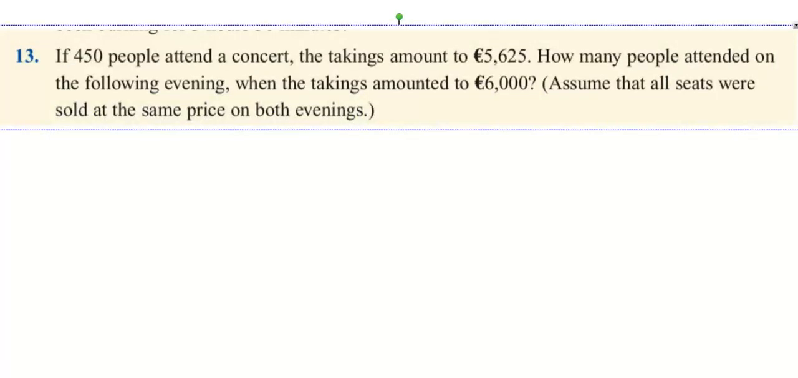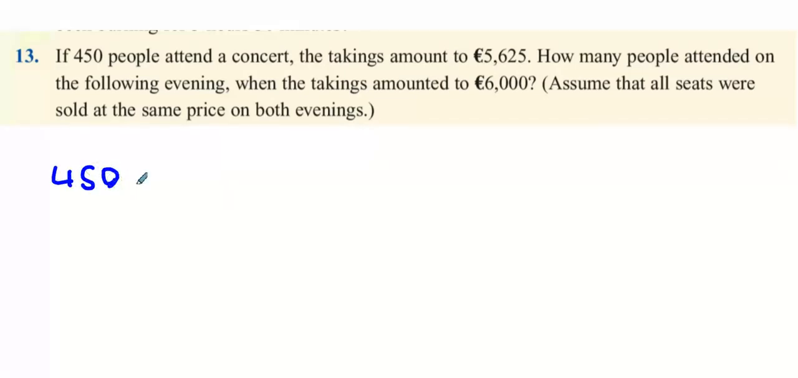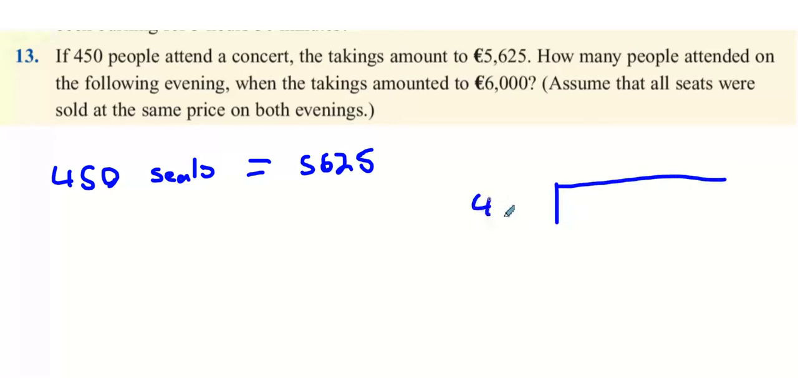13. If 450 people attend a concert, the takings amount to 5,625. How many people attended the following evening when takings amounted to 6,000? Assume all seats were sold at the same price. Well, you definitely sold more than 405 seats. So 450 seats equals 5,625. So we're going to divide that in. So this is going to be an interesting one.